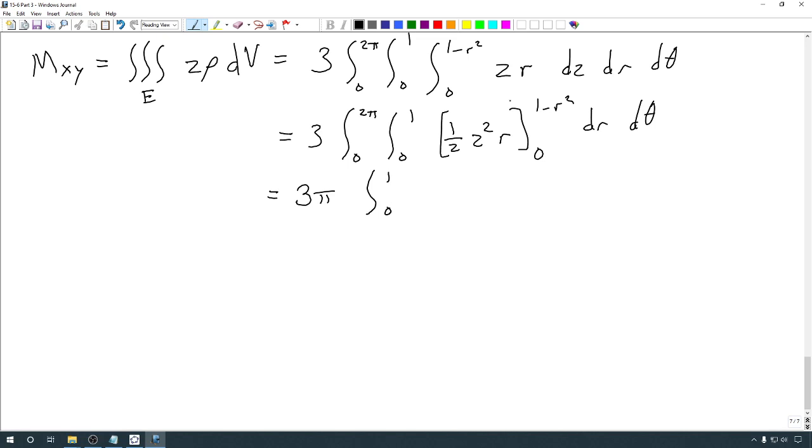We'll have the integral from 0 to 1 for r. But what we have inside here is (1 minus r squared) squared, because we put that in for z, times the r that's already there, minus 0, obviously, dr. To actually integrate that, we're going to have to expand this out. (1 minus r squared) squared is actually 1 minus 2r squared plus r to the fourth. When we multiply that by r, we have r minus 2r cubed plus r to the fifth.